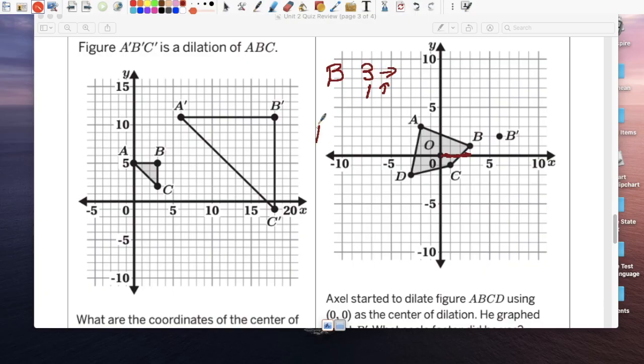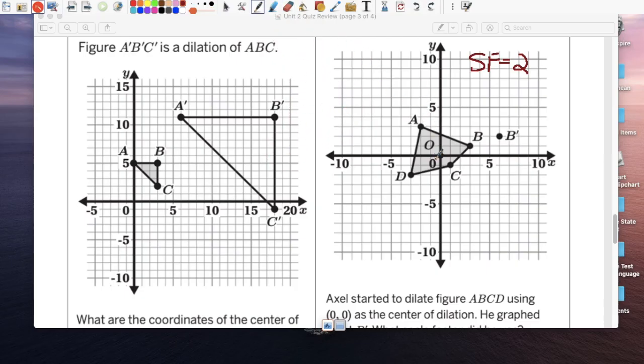So to B prime, how did they go to B prime? Well, from the center again, 1, 2, 3, 4, 5, 6. They went 6 to the right, and then they went 2 up. Obviously, the scale factor is 2, right? Because that vertical and horizontal distance got multiplied by 2. Simple? Yes. So now they're saying do the same as the rest.